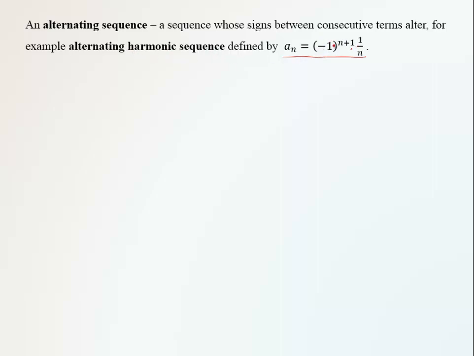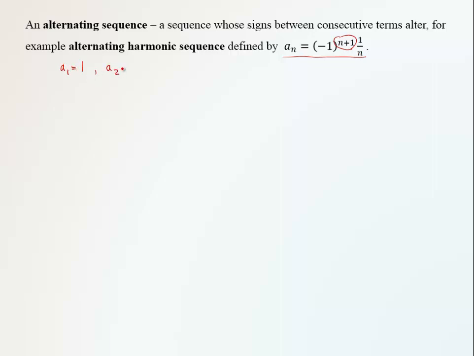But if we start changing signs every term, then we have alternating harmonic sequence. Let's list the first couple terms of this sequence. a1, we plug in 1 for n, then our exponent is 2, so -1 to 2 is positive. Okay, so we start with a positive term first, and then 1 over 1 is just 1. So the first term a1 is just 1.